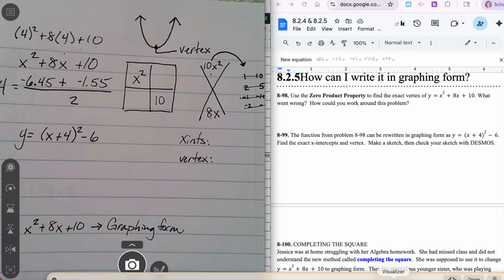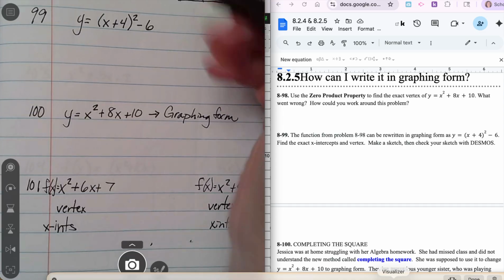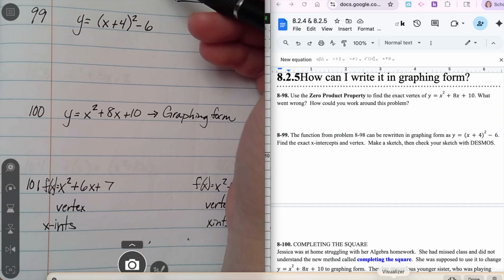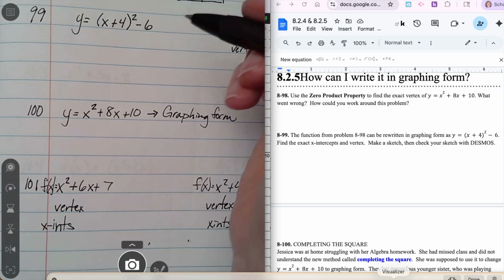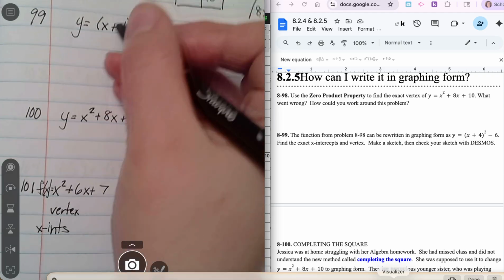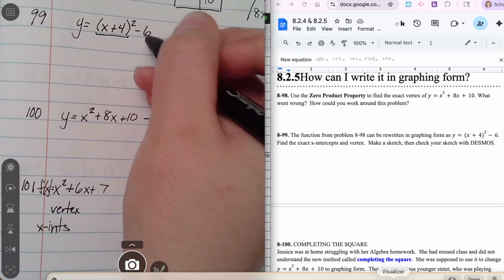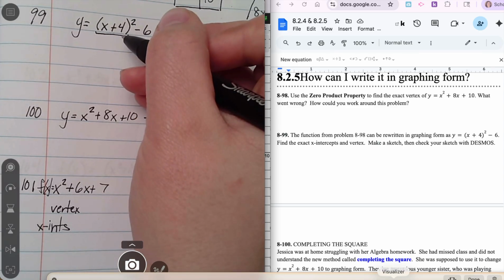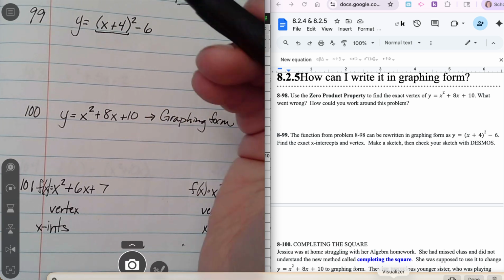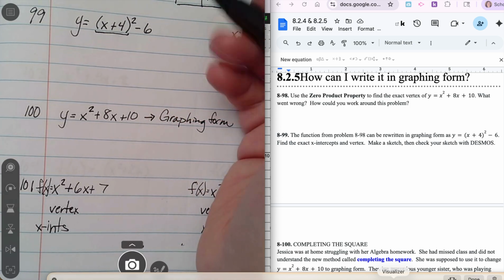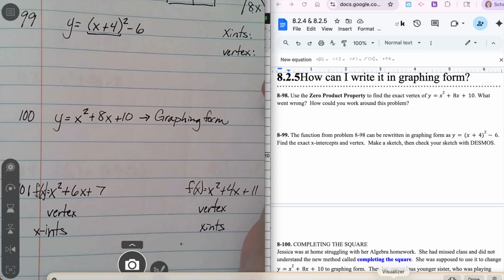Okay, so then 99 says I can actually take that function that we were just looking at, x squared plus 8x plus 10, and I can rewrite it in what they call graphing form. Now, graphing form has this setup where there's something in parentheses, squared, and then a number usually added or subtracted at the end. It's just kind of a handy way for us to graph because it's going to show us some important information. Now it says to find the exact x-intercepts and vertex.